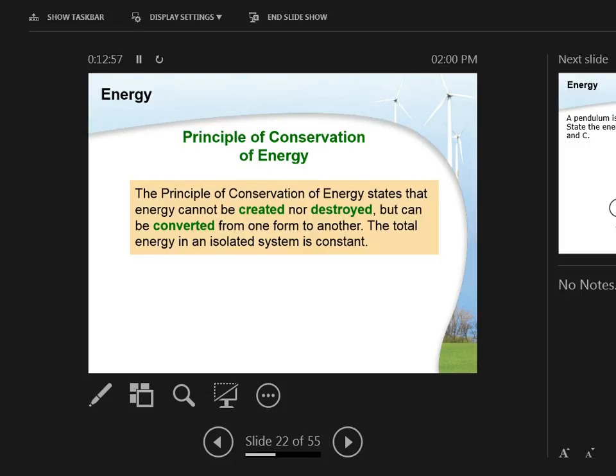So this is the full definition. High chance it will come out for our exams. We like to test this. Okay, so please memorize it. Anybody doesn't understand? Okay, you cannot create energy, you cannot destroy it.